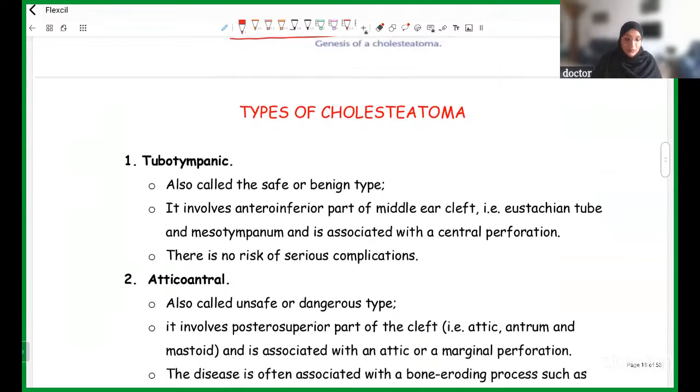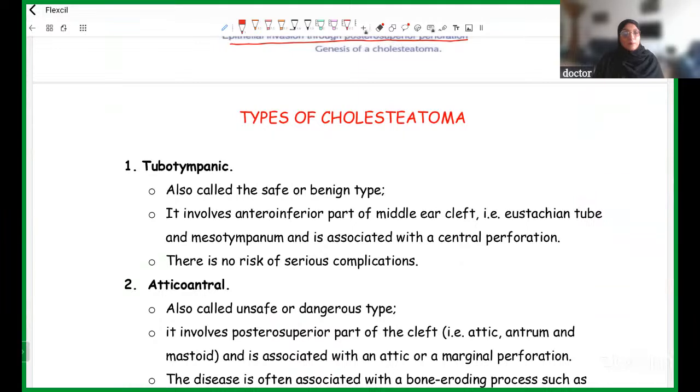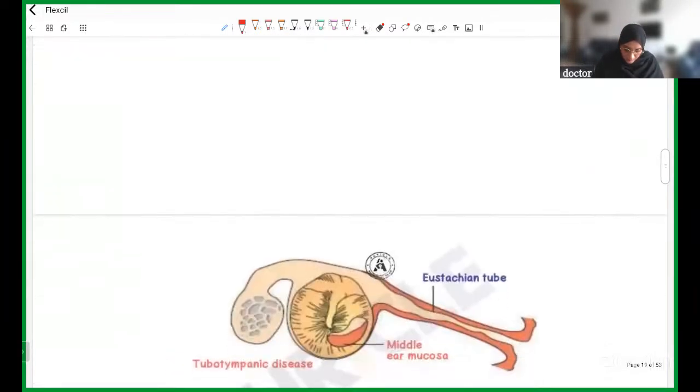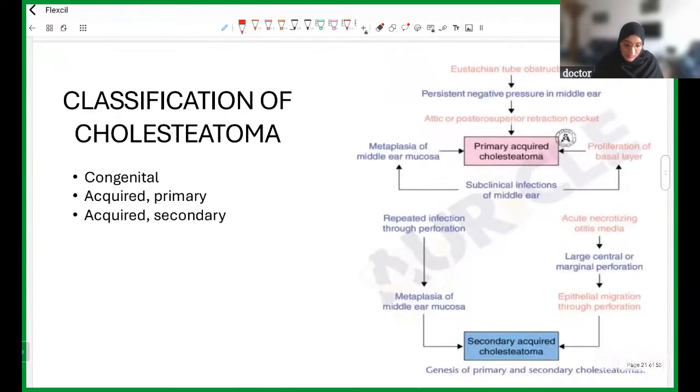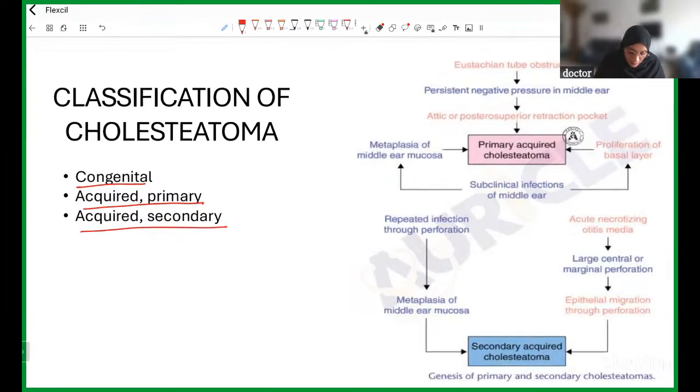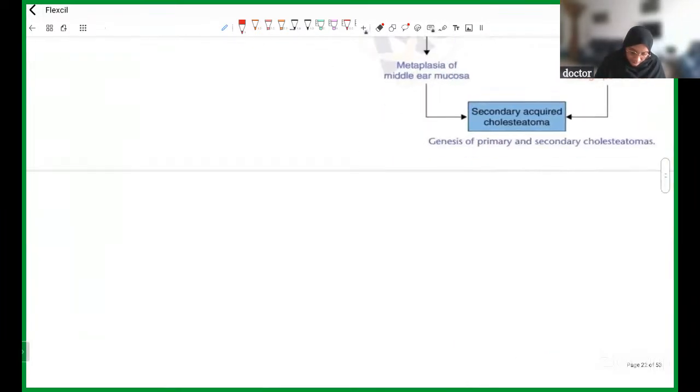Now, classification of cholesteatoma. We have congenital, acquired primary, and acquired secondary. So what actually happens in the congenital condition?